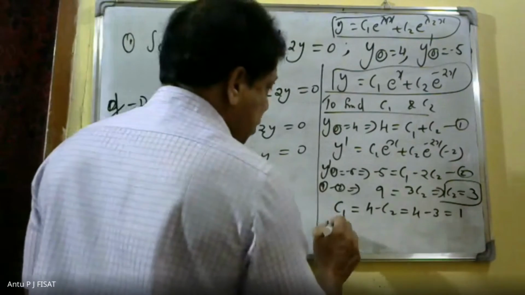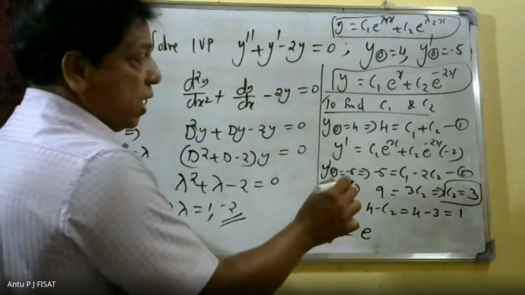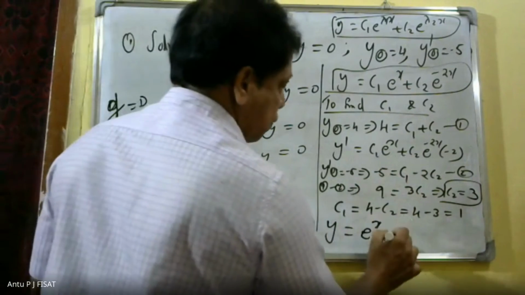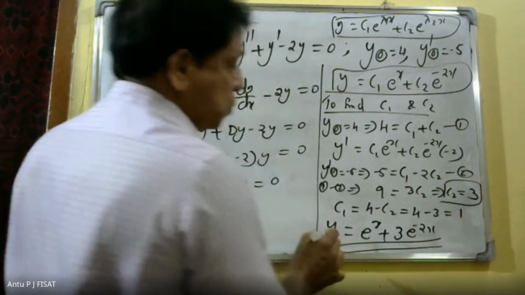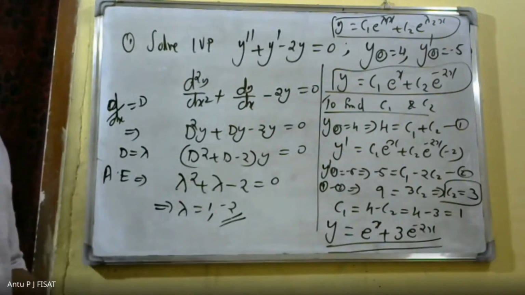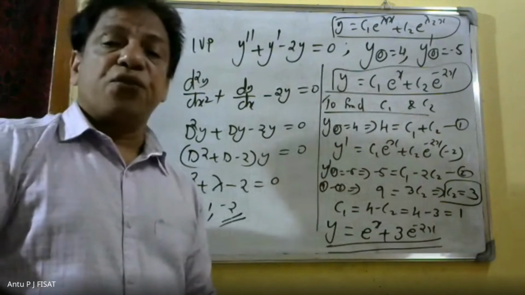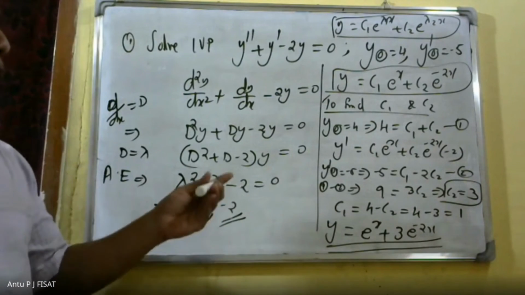Therefore, the final solution is y is equal to e raised to x, since c1 is equal to 1, plus 3 into e raised to minus 2x, since c2 is equal to 3. This is the solution: e raised to x plus 3 into e raised to minus 2x is the solution of this linear differential equation with constant coefficients. This is another method to find the solution.